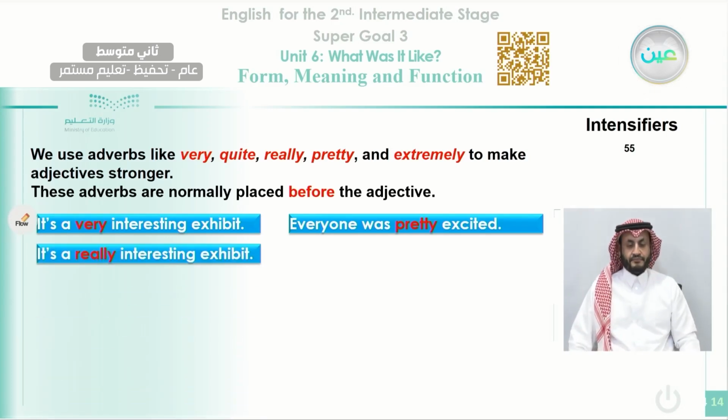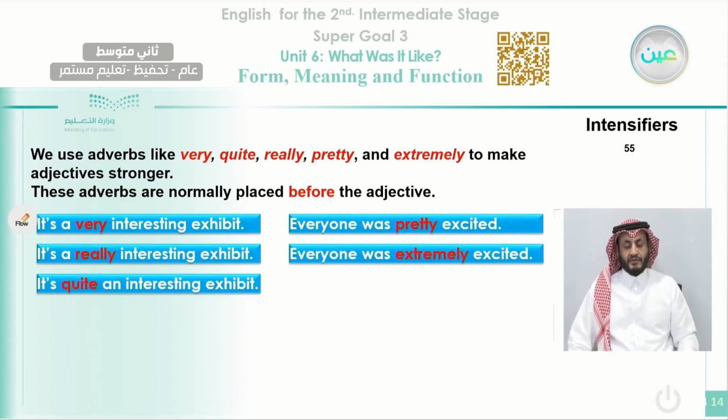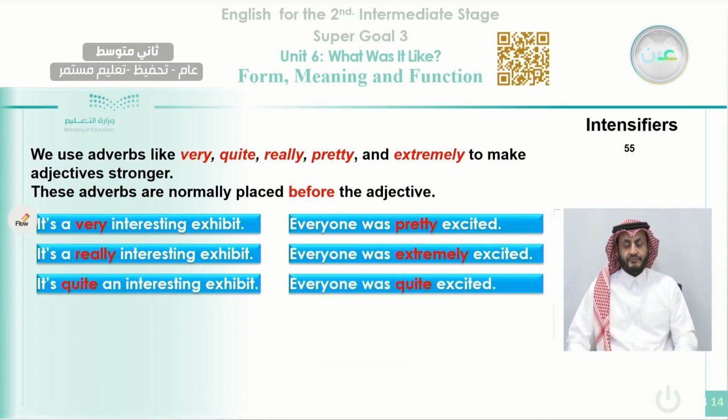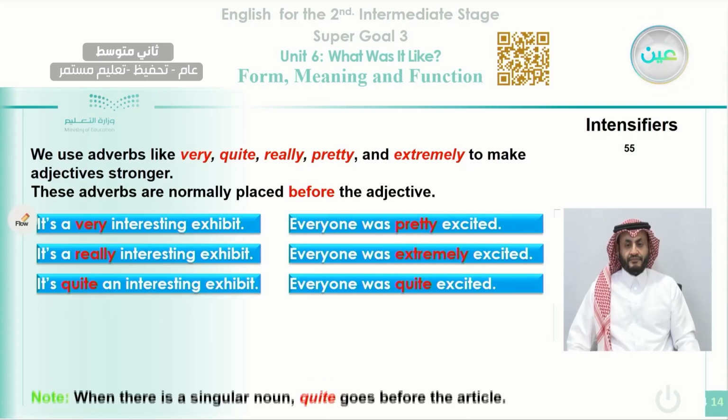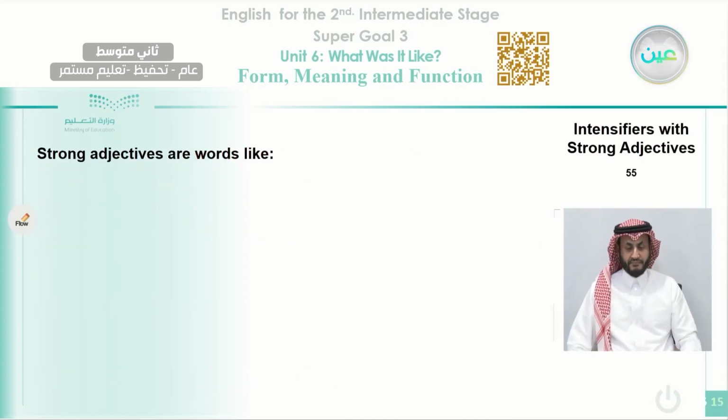It is a really interesting exhibit. We can say also everyone was extremely excited. Now here we are modifying the adjectives as we said. It is quite an interesting exhibit. Everyone was quite excited. So notice the note here. When there is a singular noun, quite goes before the article. We will come to this as an example in the exercise here.